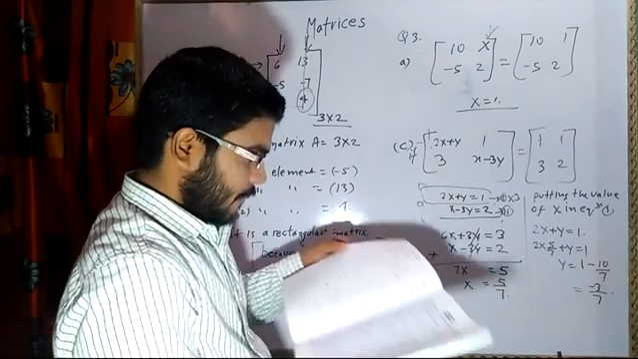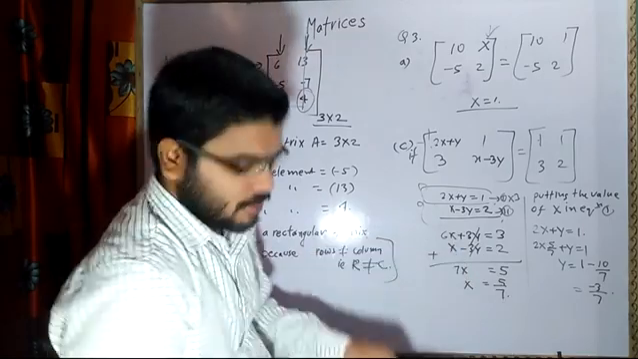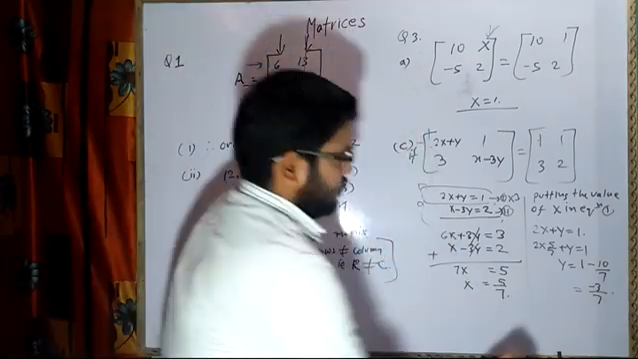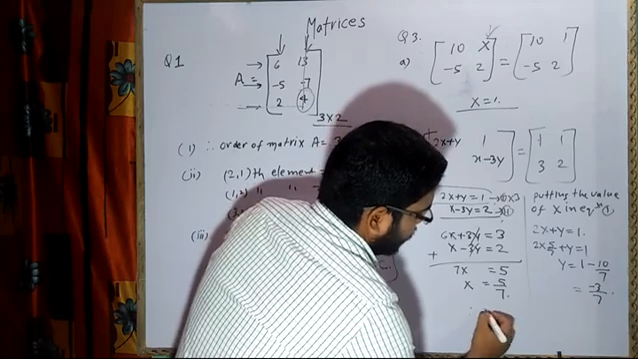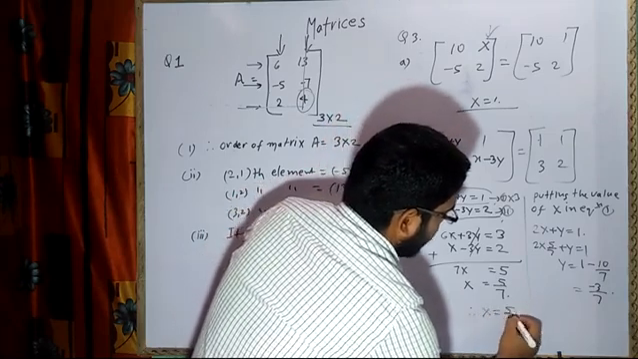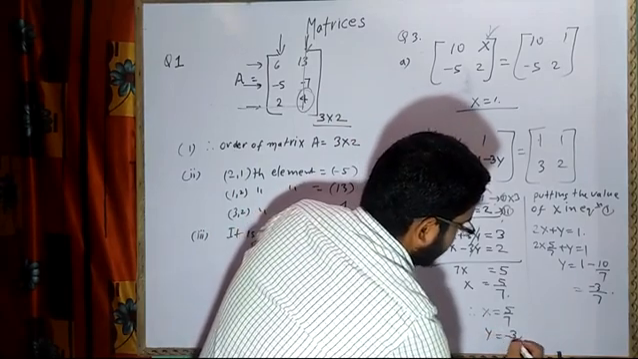Question number 3, 5 by 7 and minus 3 by 7. So your answer will be 5 by 7. Therefore, at the last step, if you want, you can also write x is equal to 5 by 7 and y is equal to minus 3 by 7.